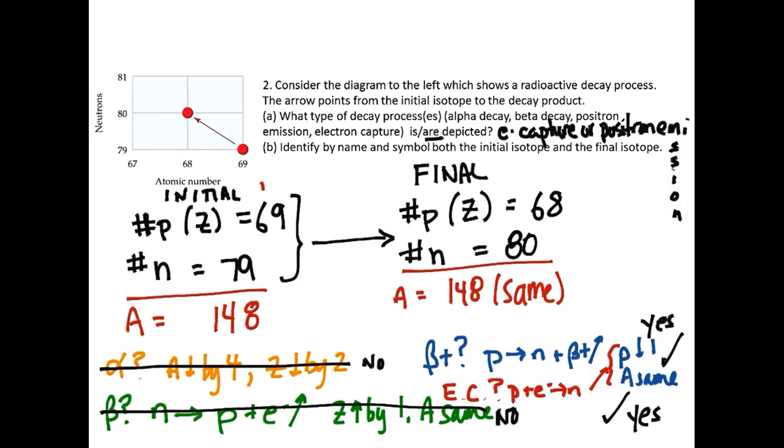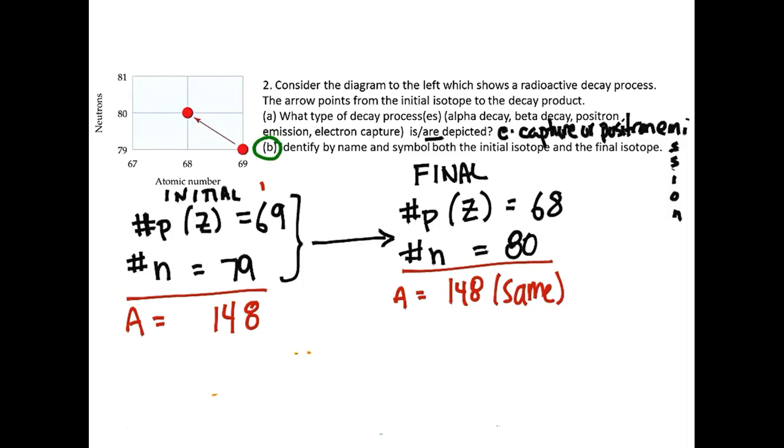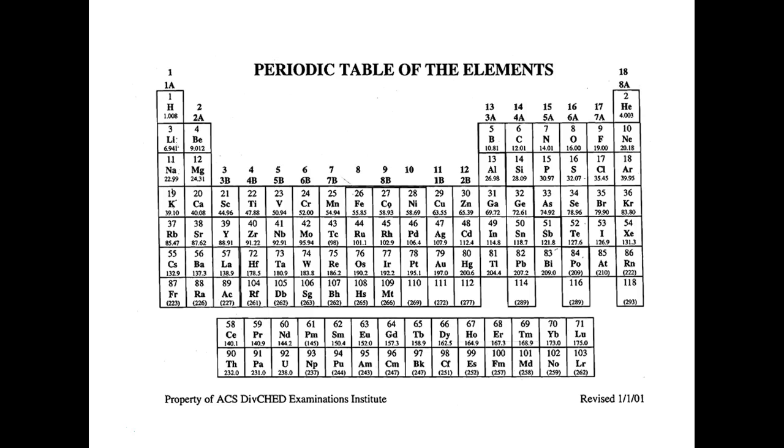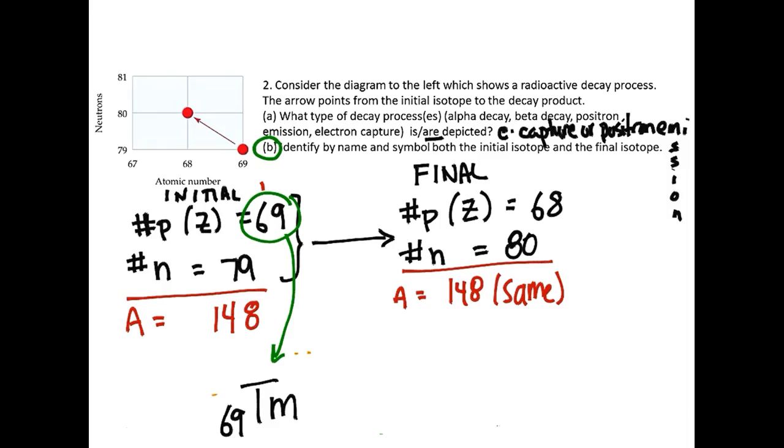Now part B, we're going to move on. Identify by name and symbol both the initial isotope and the final isotope. So I'm going to erase this down here. And if we know that the atomic number is 69, then we can look up what that is. I'm going to put that in the lower left-hand corner, and I'm going to look up element 69, which is over here. I'm going to write the symbol Tm. And then the mass number is 148. I'm going to write that in the upper left-hand corner.